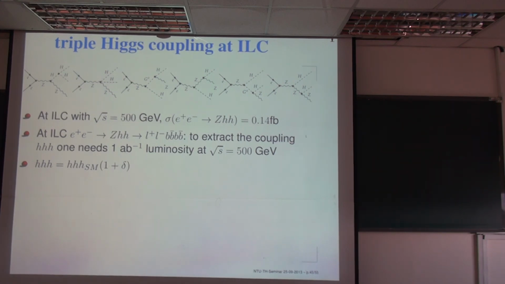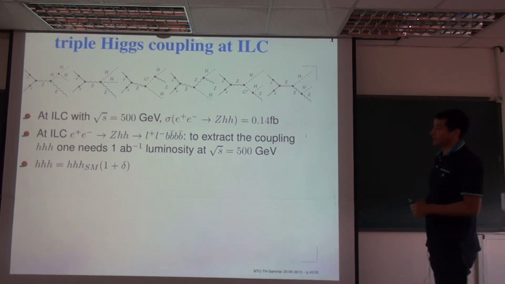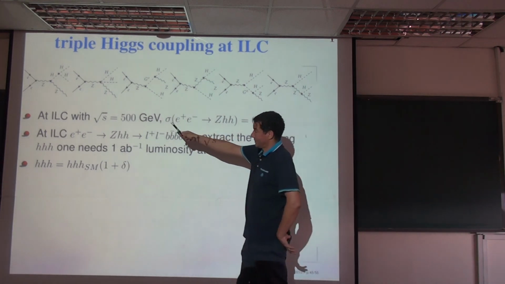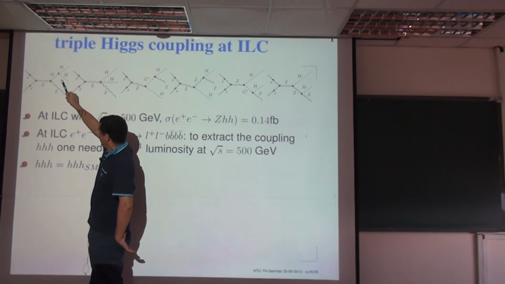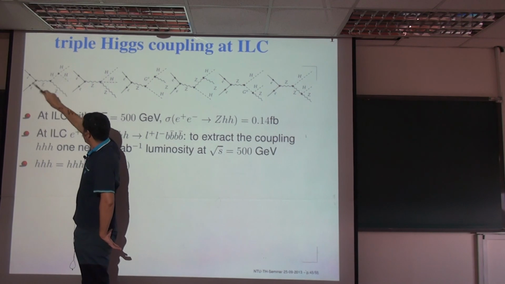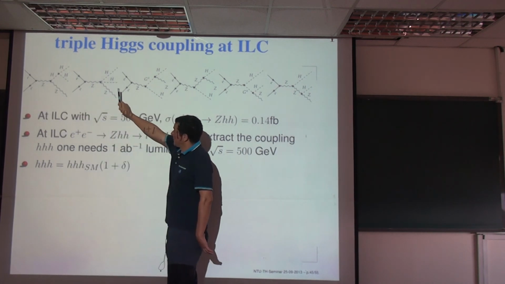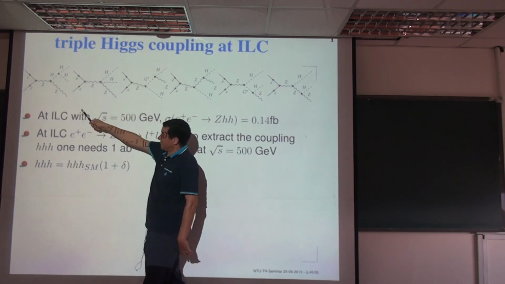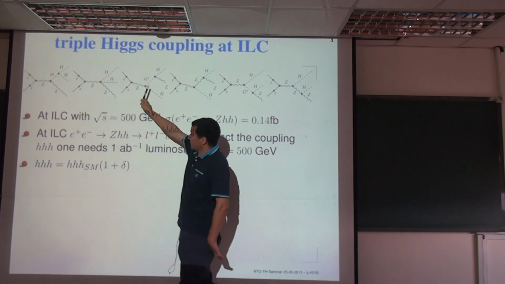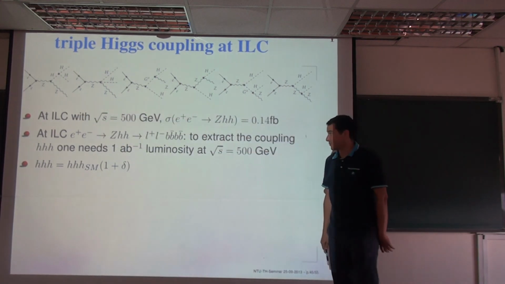Okay, 5 minutes. Okay, the triple Higgs coupling you can also measure at the linear collider, but at the linear collider you have so many diagrams. The most important one is this one, because this one is sensitive to the triple coupling. The dominant contribution comes from this diagram, and those have some contribution, but it's smaller compared to that one.